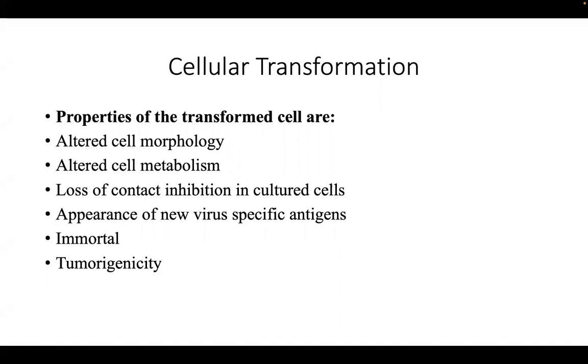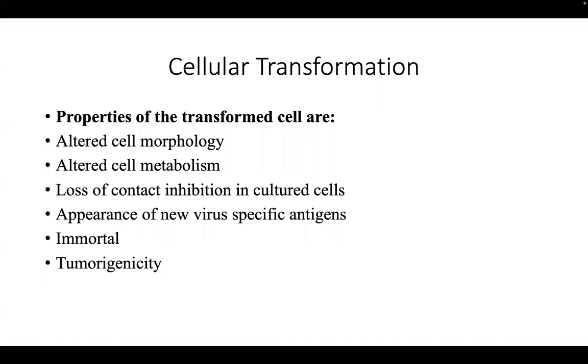inhibition in cultured cells. Normally, when you culture cells, they grow in a monolayer singly. So they exhibit contact inhibition. They don't touch each other. But this is different now for malignant cells or for cancerous cells. They form microtumors, and they grow, they lose that contact inhibition.